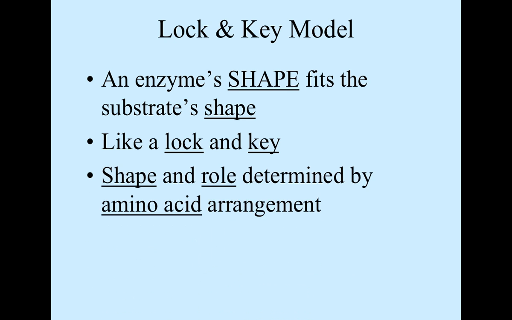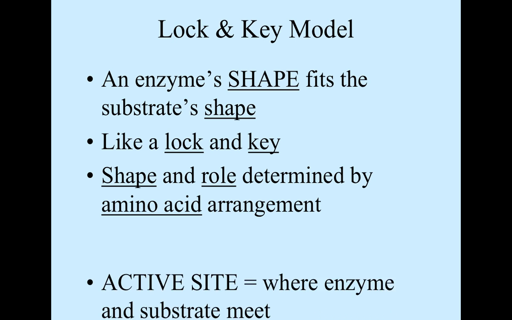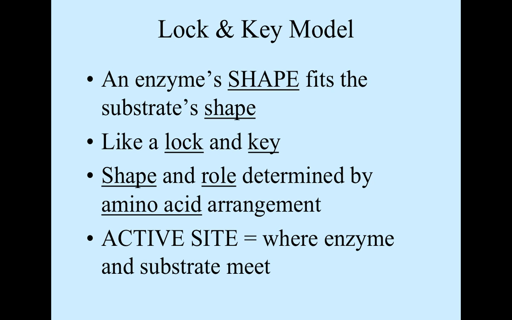So the shape and the role of an enzyme is actually determined by the arrangement of the amino acids. Enzymes are proteins, remember. So the amino acids and how they fold on each other determine the shape of the enzyme. Now this folding creates something that we call an active site, and this is where the enzyme and substrate come together and meet during the reaction.